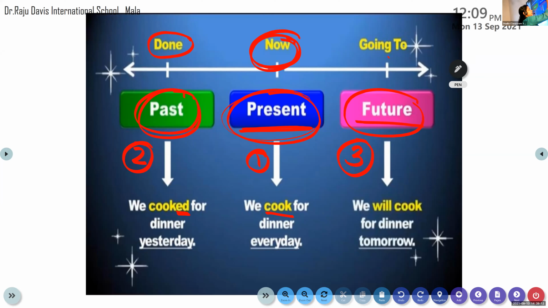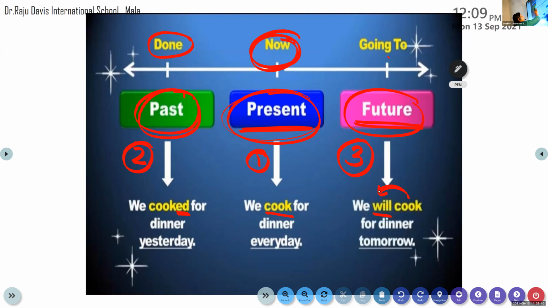Now, future tense. This is a very, very important topic. To indicate the future tense, we have to add the word will before the verb. Clear? So, will cook. We will cook for dinner tomorrow. Tomorrow is going to happen. Is that clear to all of you?